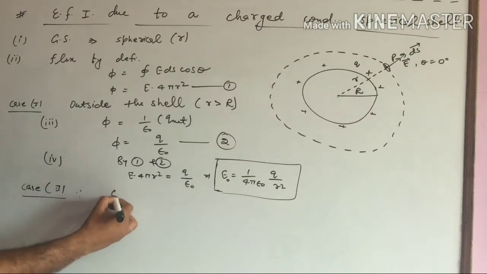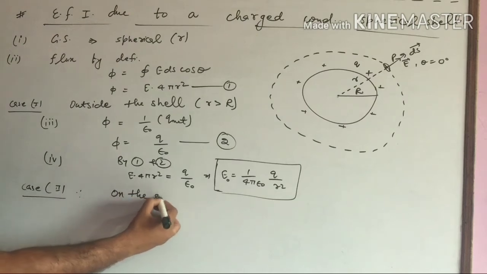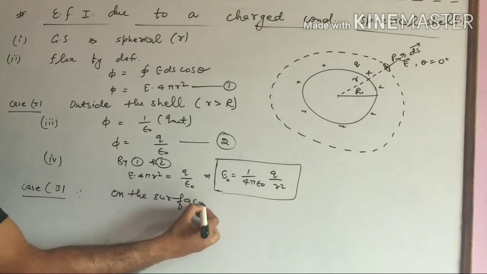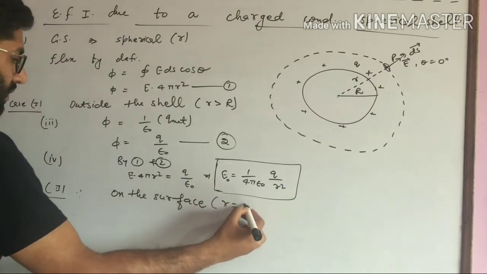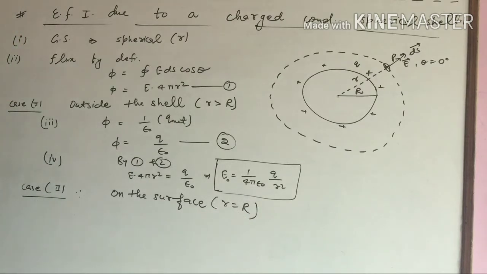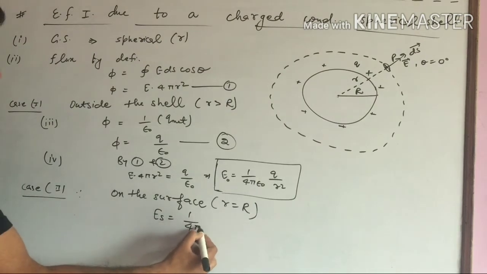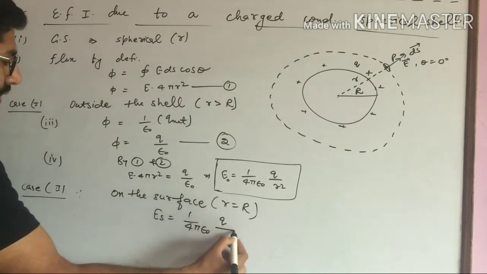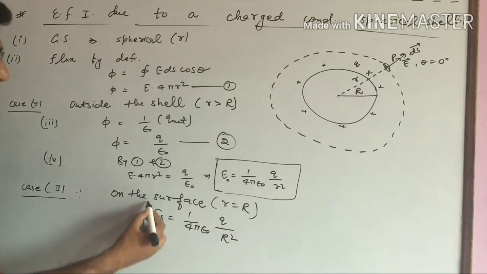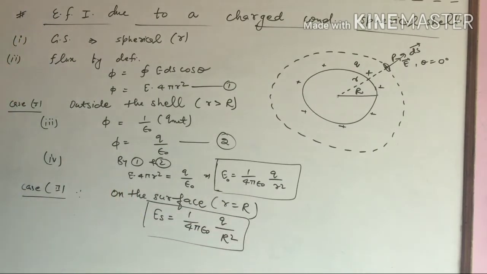electric field on the surface. So on the surface I can place small r to be capital R, and the result will be Es equals 1 upon 4 pi epsilon naught q upon capital R square. So this is the electric field at the surface.